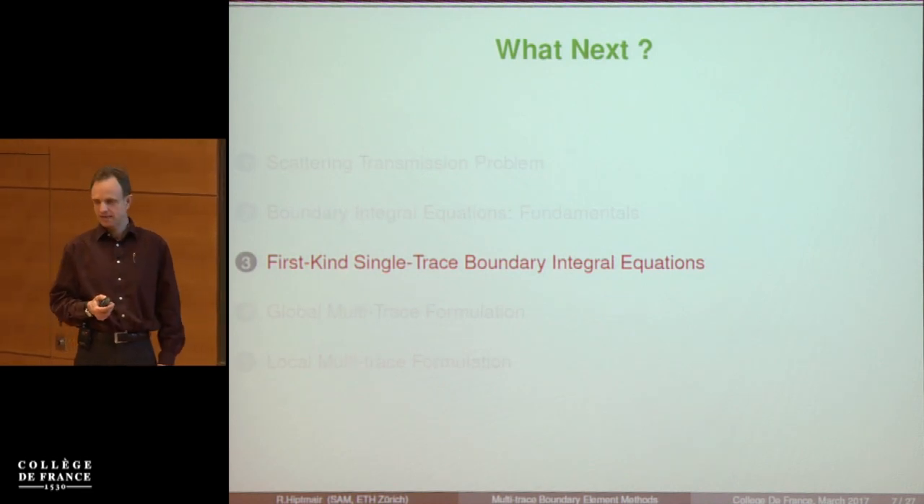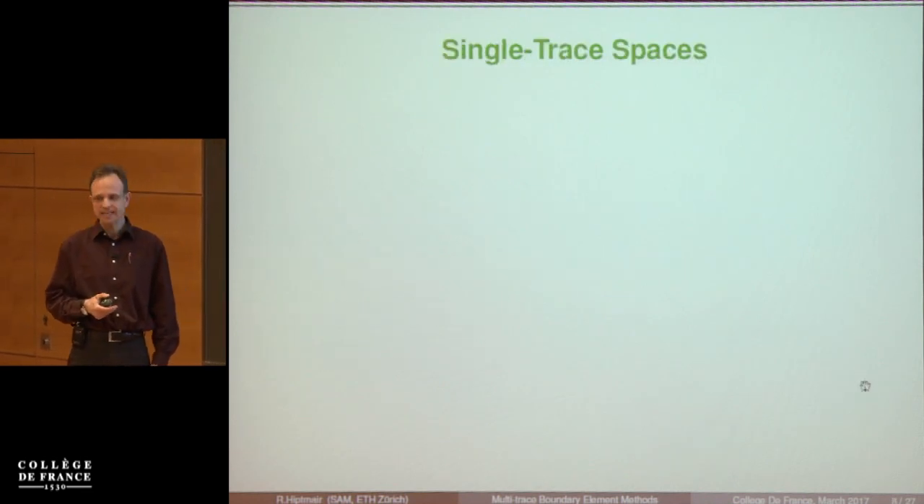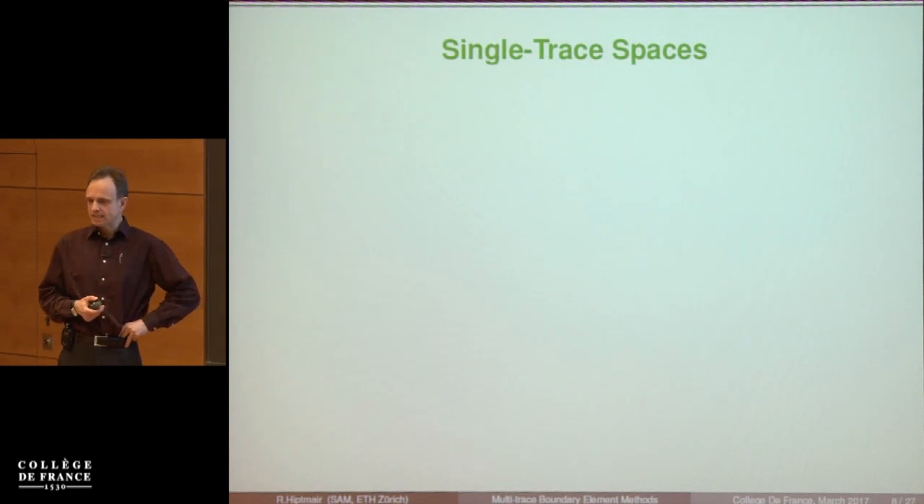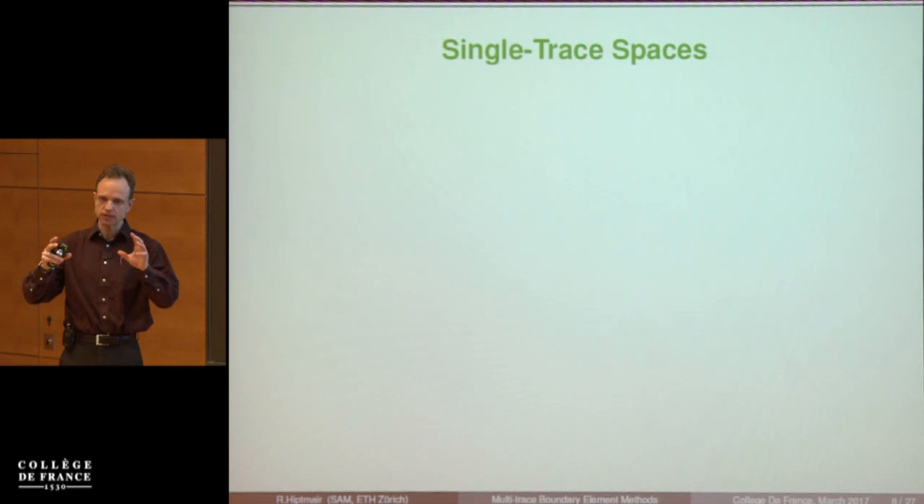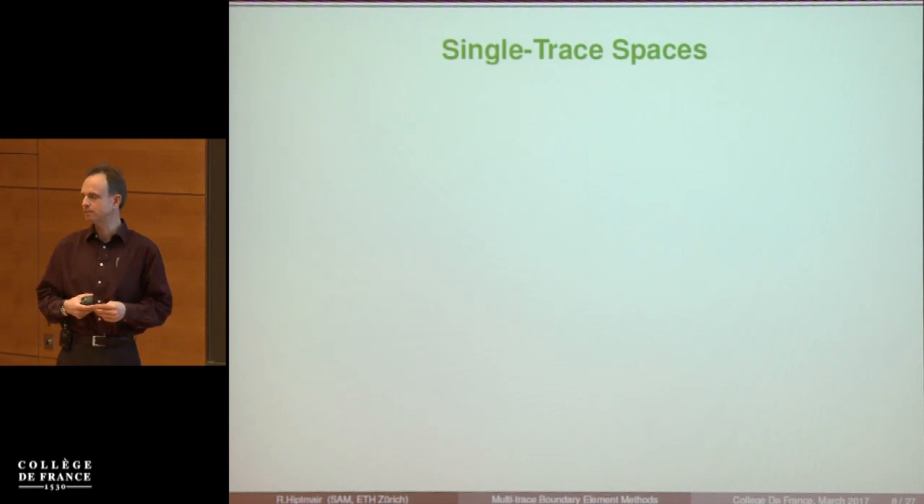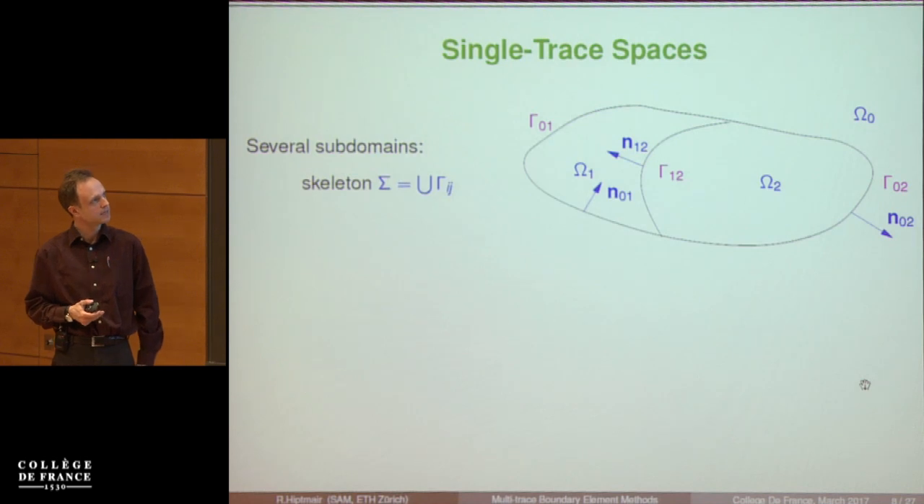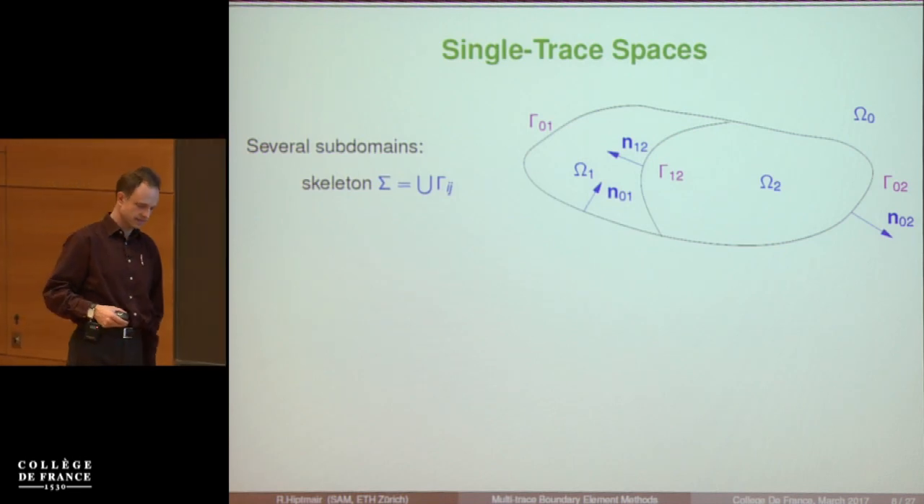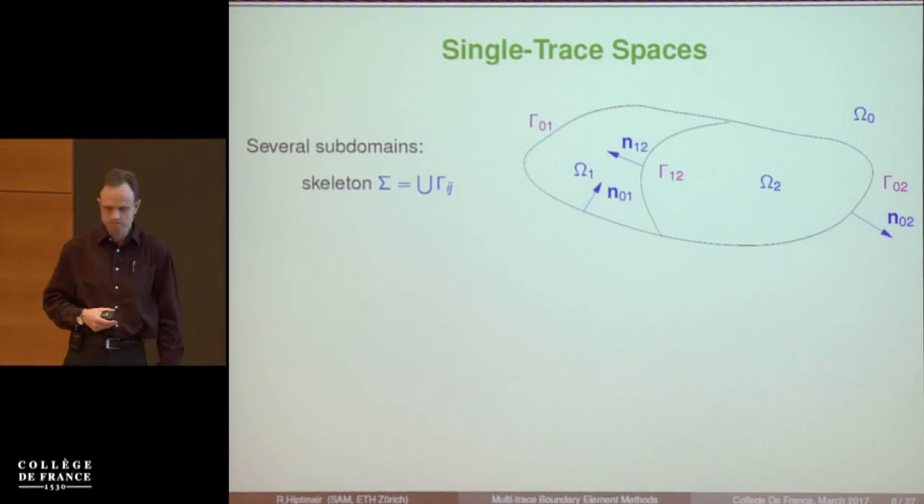Now, let's take a look at the classical approach, the first kind single trace boundary integral equations. Single trace has to do with the functional framework in which these boundary integral equations are set. It's the single trace spaces. So, again, this is the kind of setting that I would like to start from.